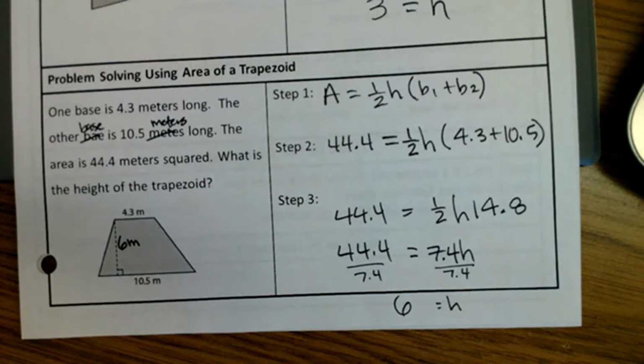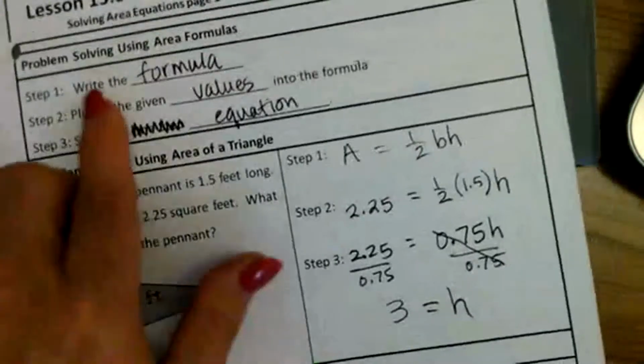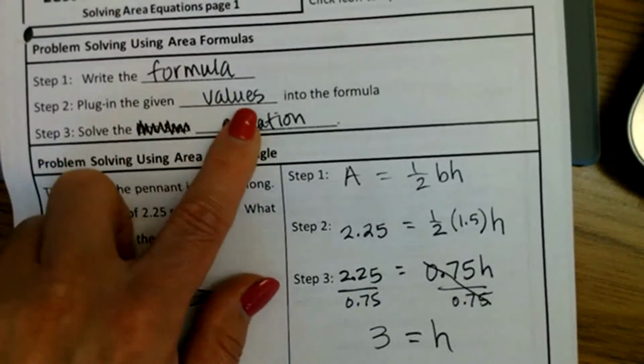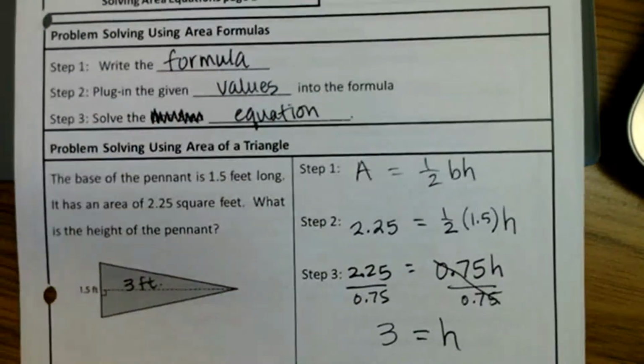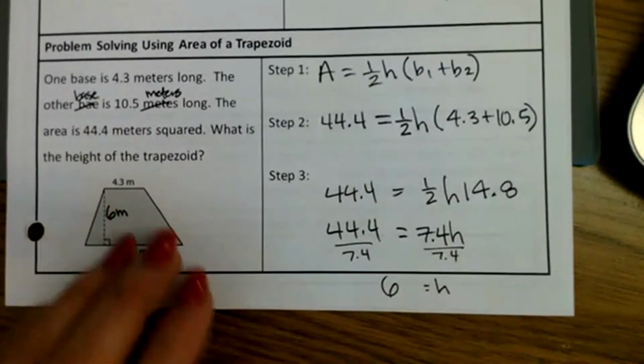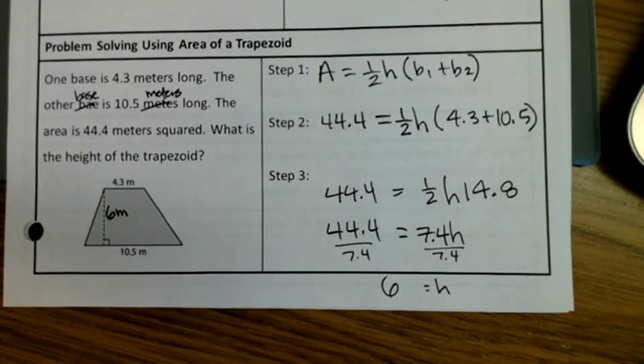Okay, so the steps are, number 1, write the formula. Number 2, plug in the given values. Number 3, solve the equation. And you can do it for any of the quadrilaterals or the triangle, because you know all the formulas for the quadrilaterals and the formula for the area of a triangle. That's 13.3, solving area equations.